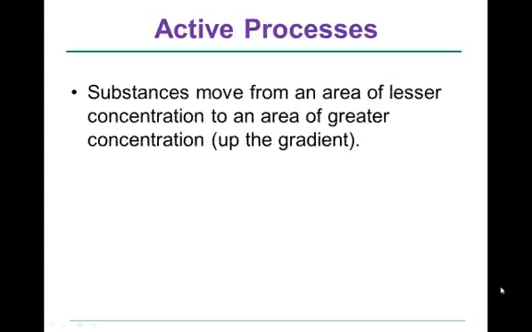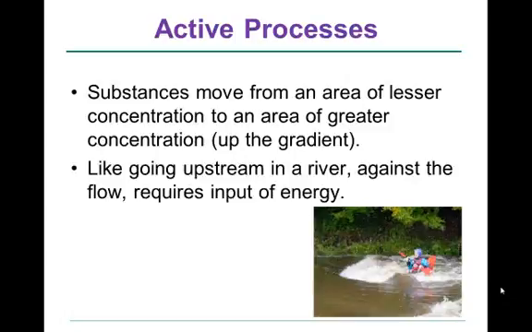So in active processes, we have substances that are moving from an area of lesser concentration to an area of greater concentration, up the gradient. This may be likened to going upstream in a river, against the current, against the flow, and it requires an input of energy. Typically in cells, the energy source is the molecule ATP. This is actually a nucleic acid, and we'll learn more about it when we study cellular respiration.